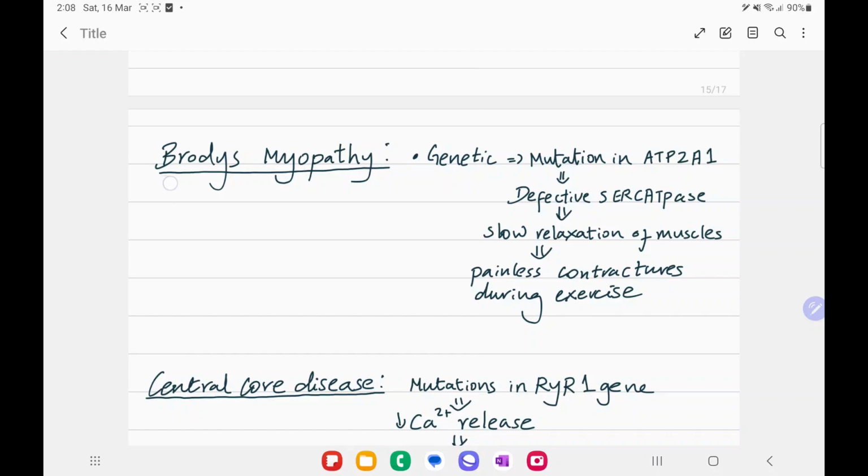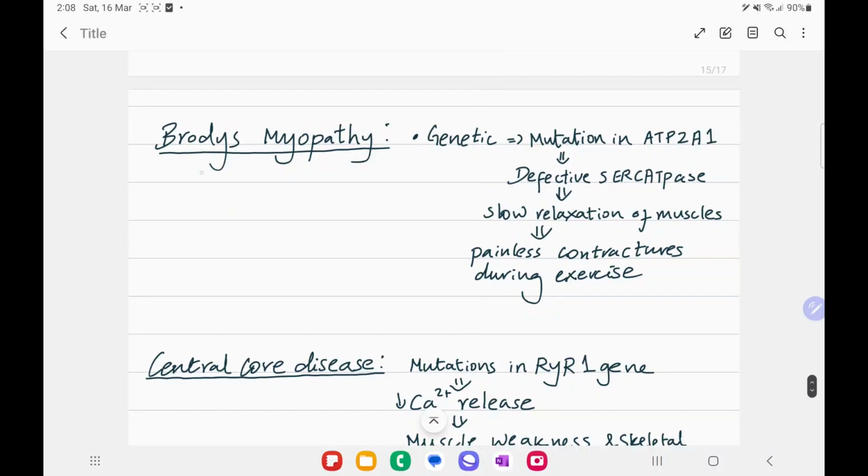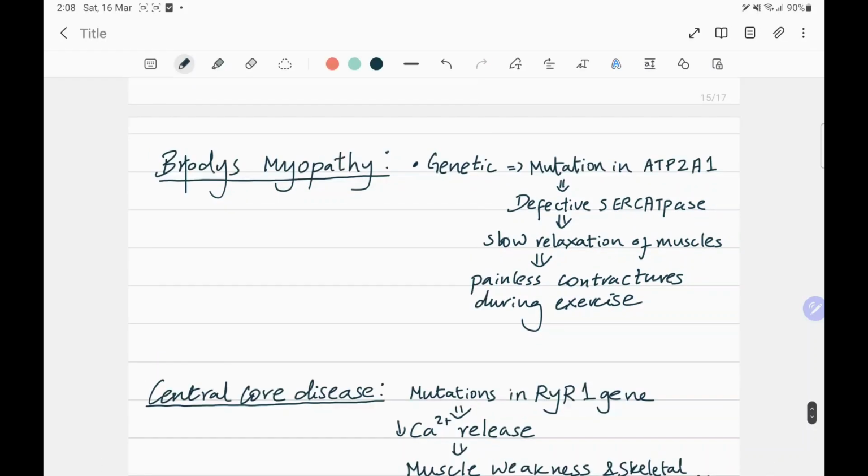So some conditions related to triads are Brody's myopathy. In Brody's myopathy, you have a genetic defect in your ATP2A1 gene. Now, what does the ATP2A1 gene code for? It codes for SERCA ATPase, okay? That SERCA ATPase pump that we studied about, which concentrates the calcium in the L tubules.